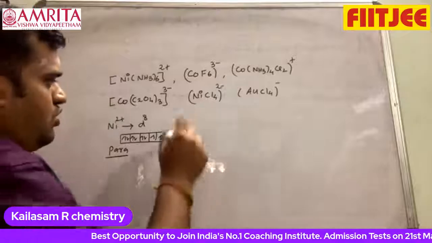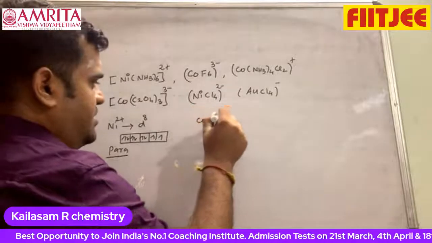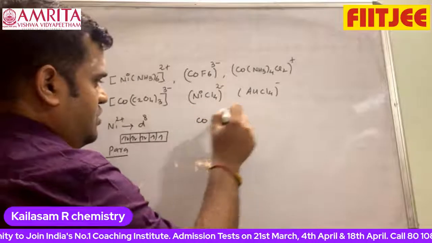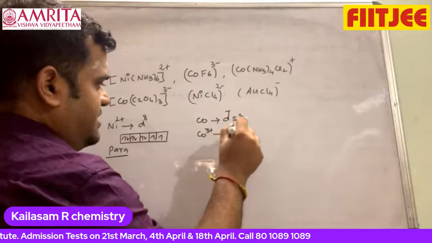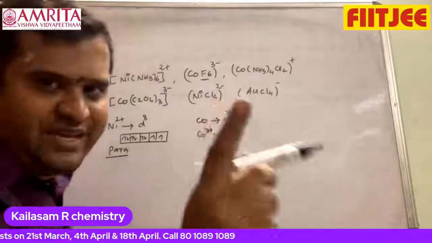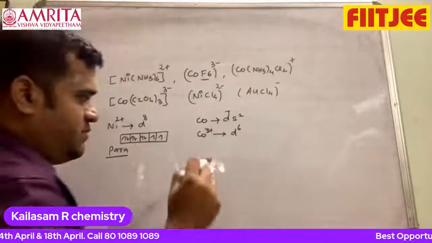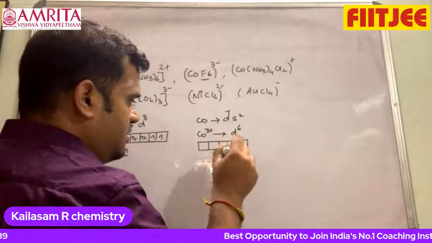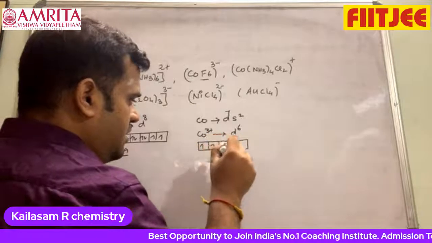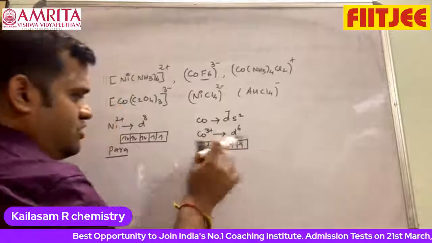Second one, Co. What is the Co electronic configuration? 3d7 4s2. Therefore, Co3+ is d6. What ligand? F is a weak ligand. Therefore, the pairing did not take place. Therefore, this also is paramagnetic.